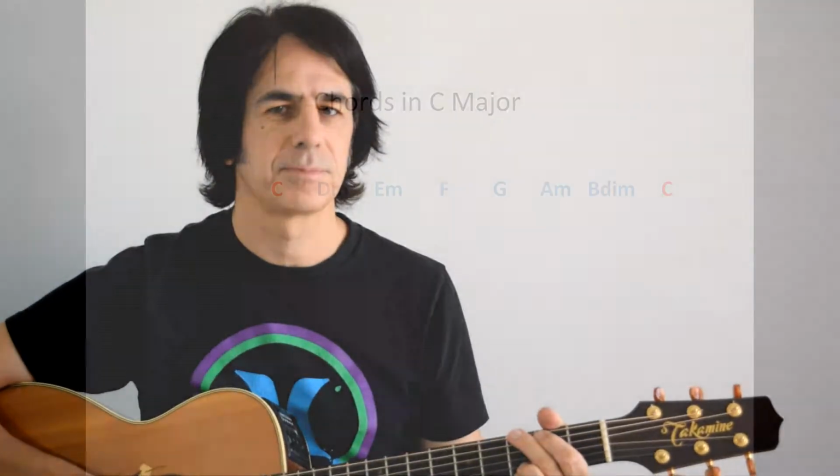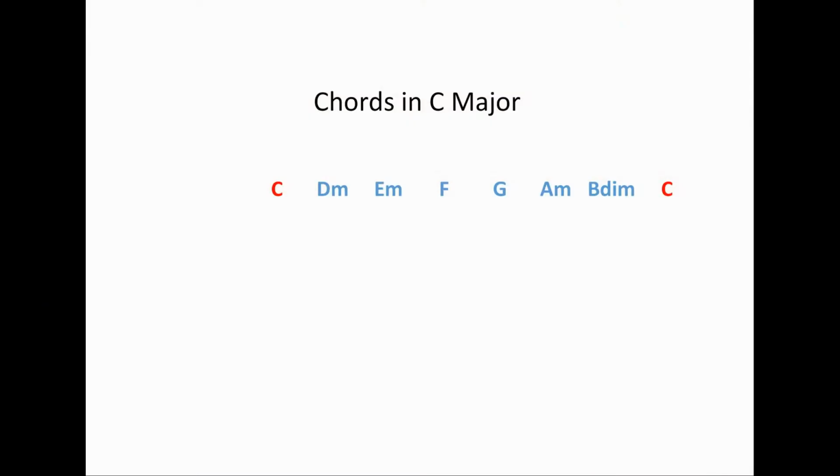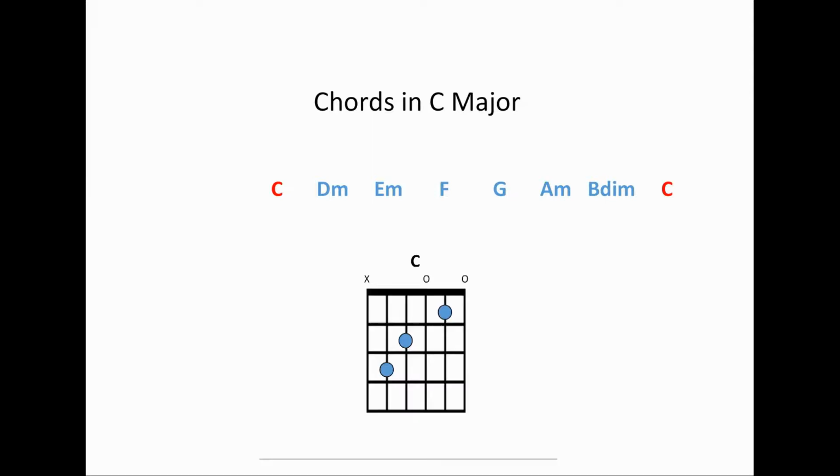This time we're going to talk about chord progressions. That's basically any sequence of chords that you put together within a song. Okay, let's have a look at what we can do with chord progressions. So far we've seen the chords that are constructed from the C major scale. And as you can remember from the previous video, they are C, D minor, E minor, F, G, A minor, B diminished, and back to C again.